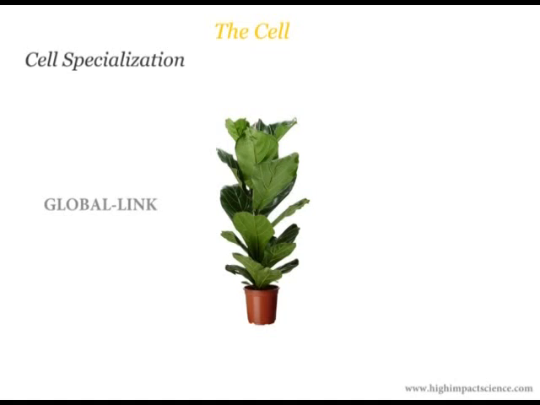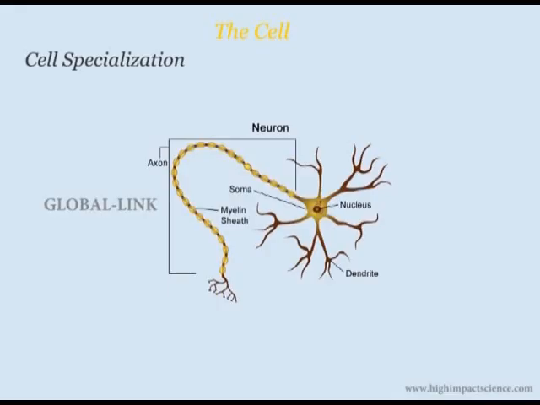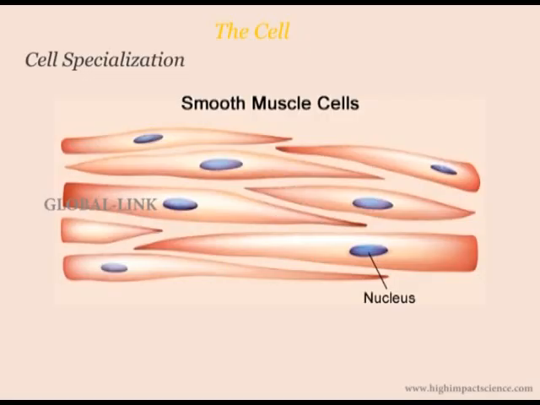Examples of specialized cells in animals include neurons found in the nervous system. They are specialized for transmission of nerve impulses from different parts of the body to the brain and also from the brain to the receptor organs. Smooth muscle cells are responsible for involuntary movement of our bodies. They form the walls of blood vessels, digestive tract, urinary tract, respiratory tract, and so on.